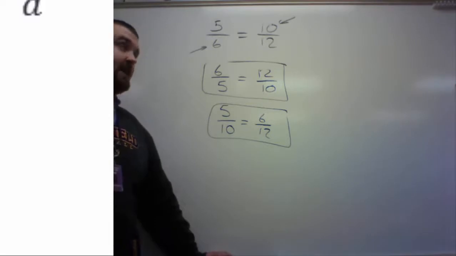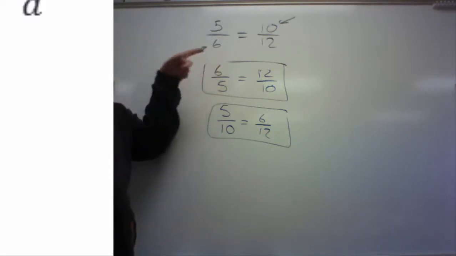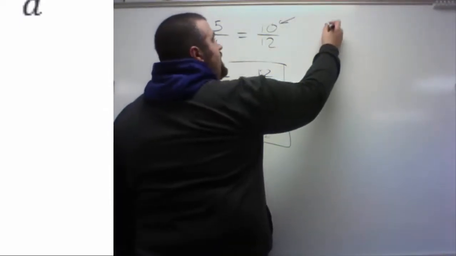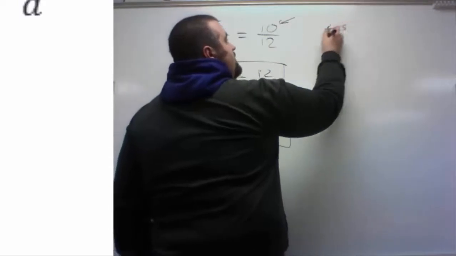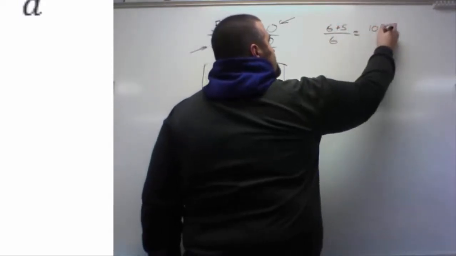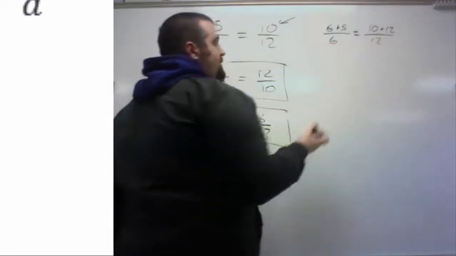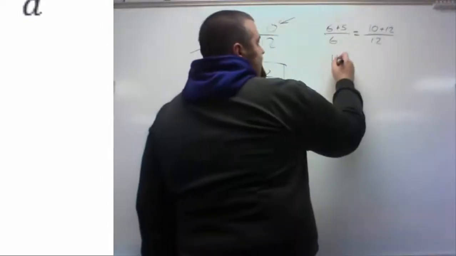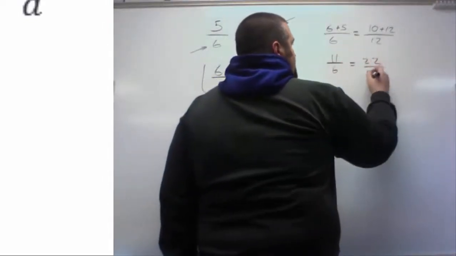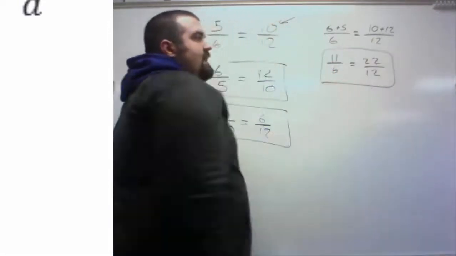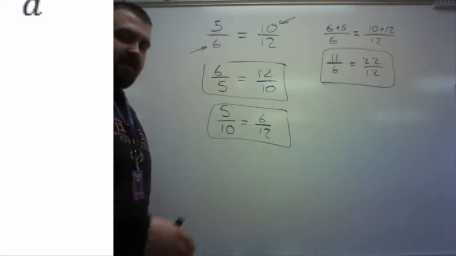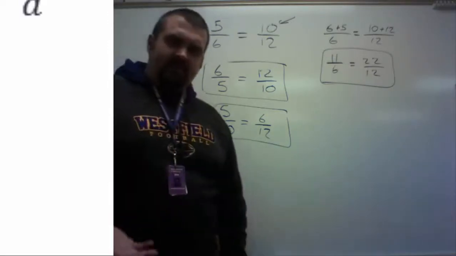Well, the last proportion I can make is if I take my denominator here and add it to the numerator. So in this one, it becomes 6 plus 5 over 6 equals 10 plus 12 over 12. I take what I have in the denominator and I add it to the numerator. I simplify this as far as I can go. I get 11 to 6 equals 22 to 12, and yet again, I get another true proportion. So what these properties do, it allows me to change what I have to sometimes get into a more useful scenario.